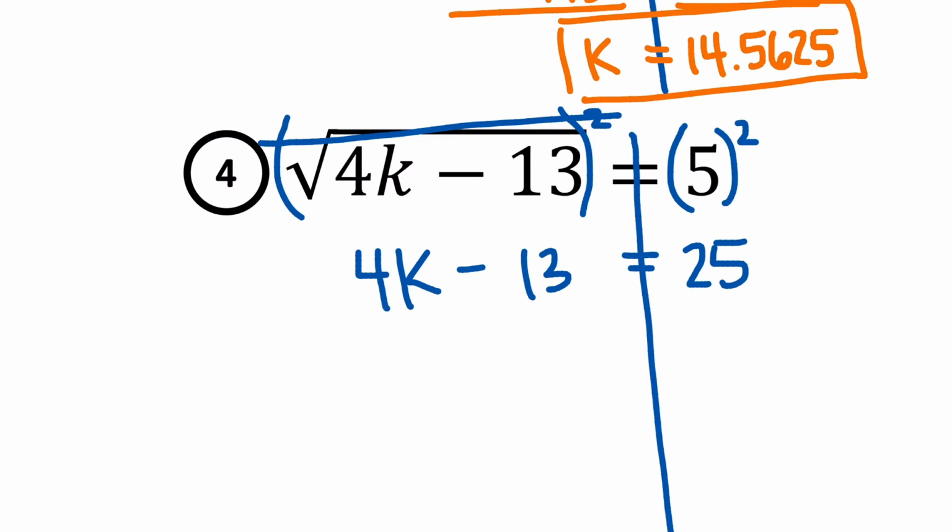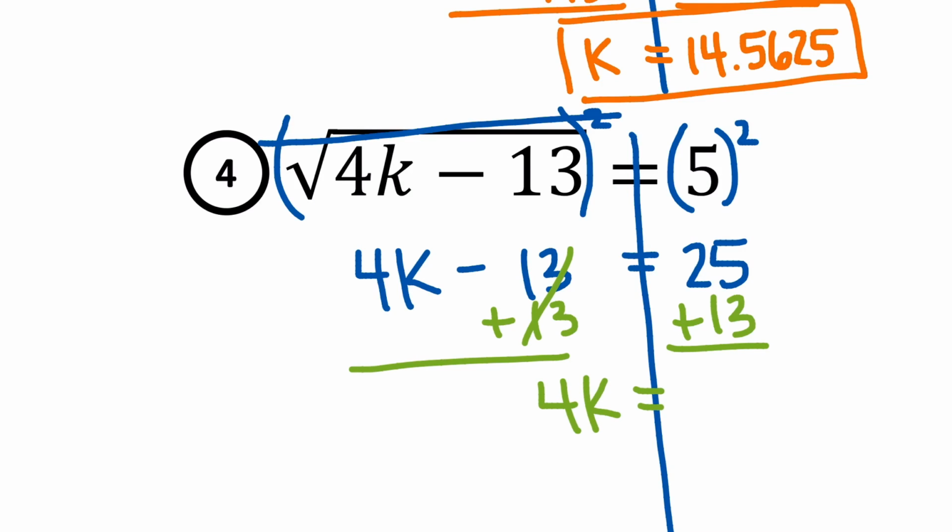And now I can solve this problem like a normal two-step equation. I will add 13 to both sides. 25 plus 13 makes 38. And then I will divide by 4. And for this problem, k will be equal to 9.5.